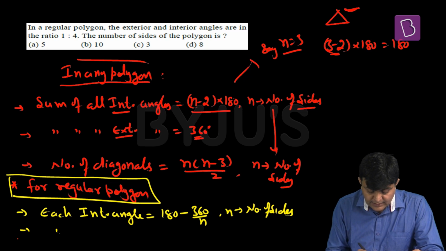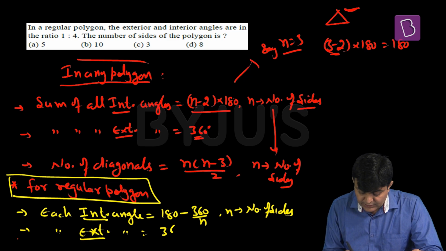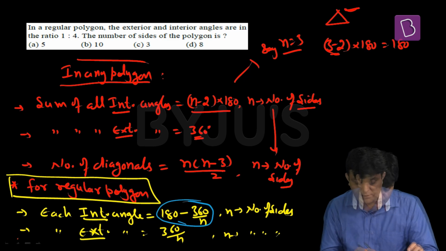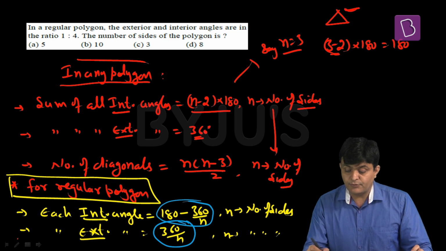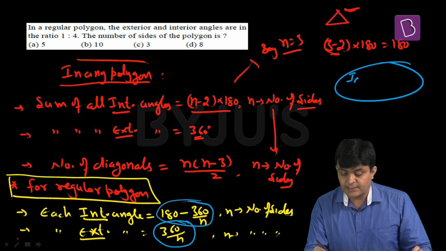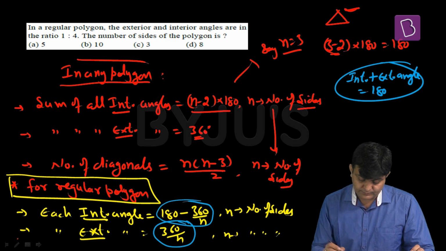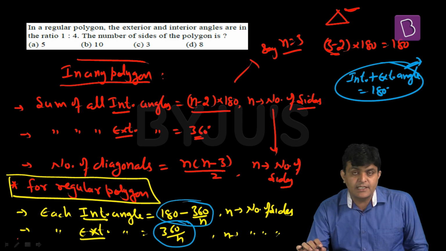Next, an important one: each external angle is equal to 360 by n, and n is again the number of sides, right? From these two, each internal angle is 180 minus 360 by n, and each external angle is 360 by n. So finally we can say internal plus external angle is 180 degrees. It holds in a regular polygon as well as an irregular polygon.